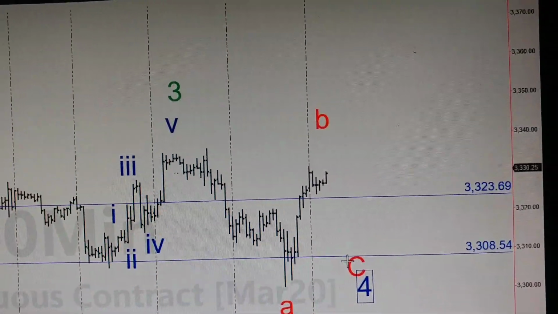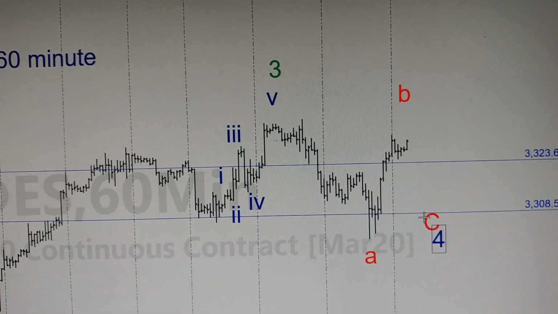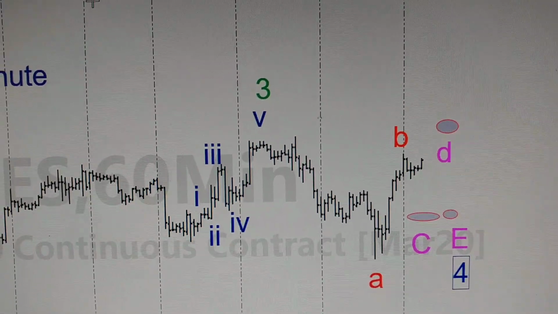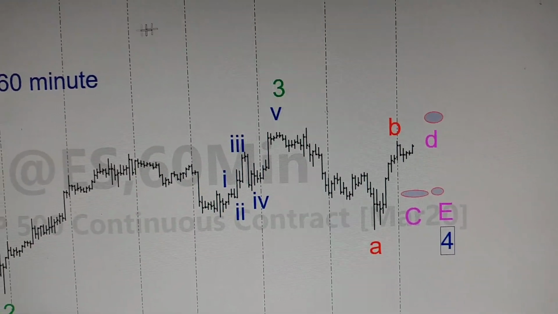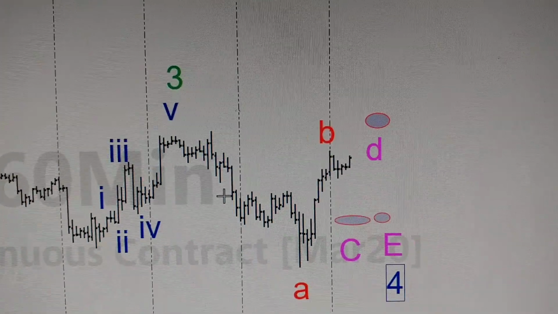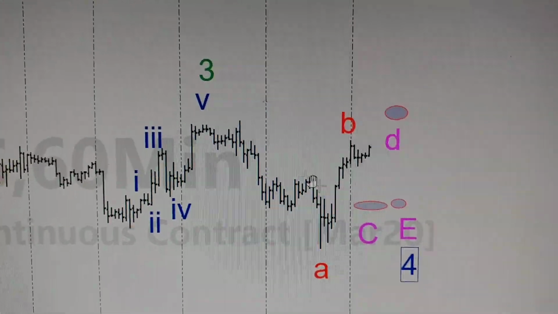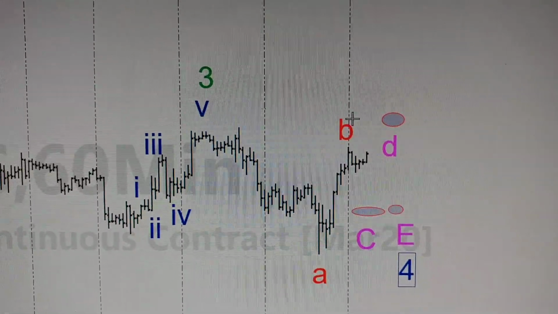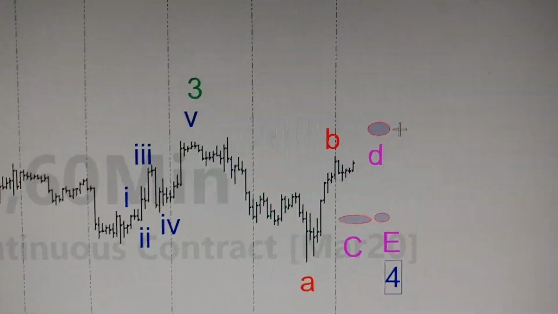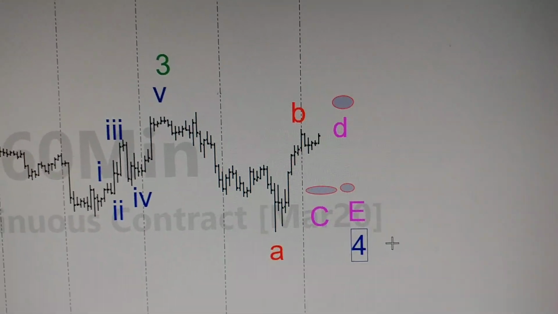And the final option is as follows. The third option is maybe we're making a big triangle. And this coincides with sideways, as I've been projecting, a bouncing around pattern. If that's the case, we're completing a B. Then we still have to go down for a C, back up for a D, and then back down for an E to finally complete this 4.